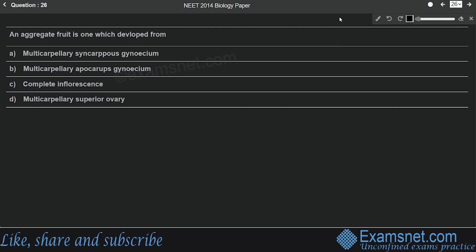Question number 26 is from the chapter Sexual Reproduction in Flowering Plants, and the question is, an aggregate fruit is one which is developed from. Options are multicarpellary syncarpous gynoecium, multicarpellary apocarpous gynoecium, complete inflorescence and multicarpellary superior ovary. So the correct answer will be option number B, because an aggregate fruit is the one which develops from the multicarpellary apocarpous gynoecium.